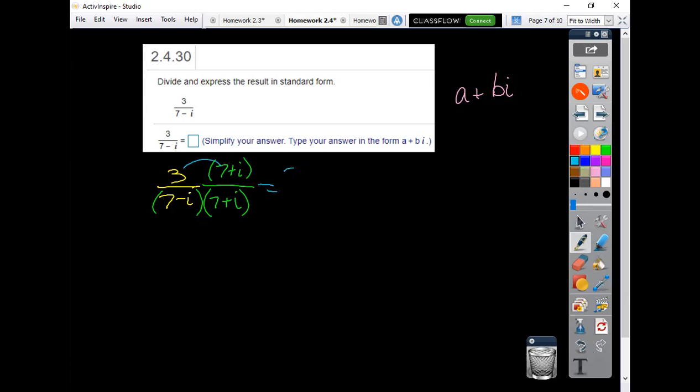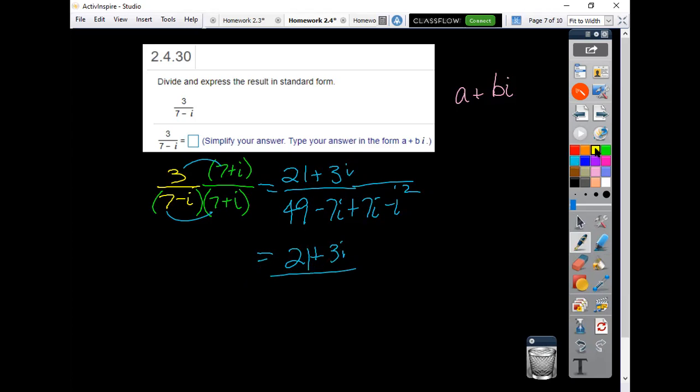Distribute in the numerator: 21 plus 3i. And then in the denominator, FOIL this out. I've got 49, minus 7i, plus 7i, and that i times i is minus i squared. So when I get done with all of that, now I've got my numerator, 21 plus the 3i. In the denominator, that conjugate thing makes the middle part go away. 49 minus the i squared. So that i squared is a negative 1. So I've got 21 plus 3i all over 49 plus 1, 50.